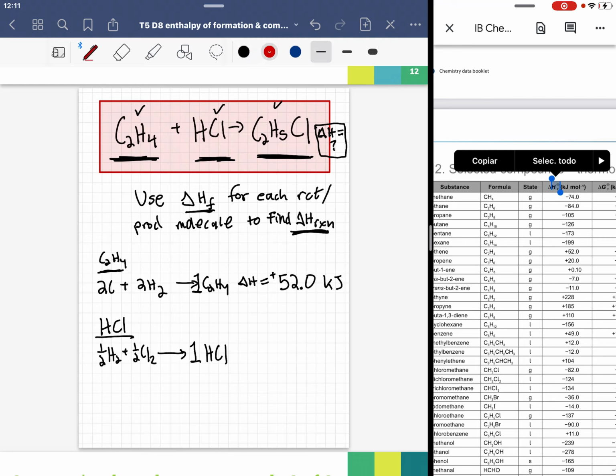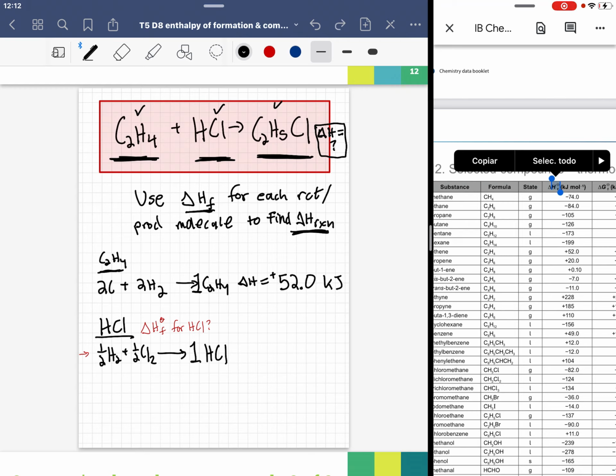On a paper 2 style problem, you wouldn't necessarily need to write this intermediate, but they could absolutely ask you as a multiple choice, what does the delta H of formation look like for HCl? And we actually saw that in our check for understanding, not for HCl, but for another molecule.